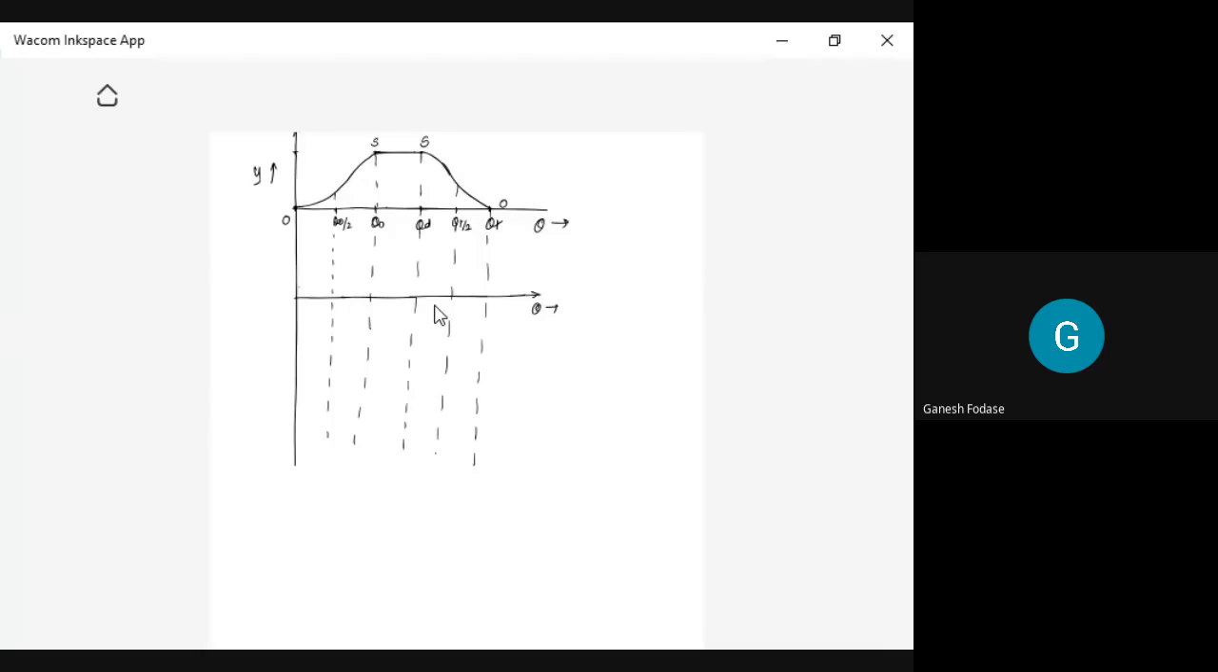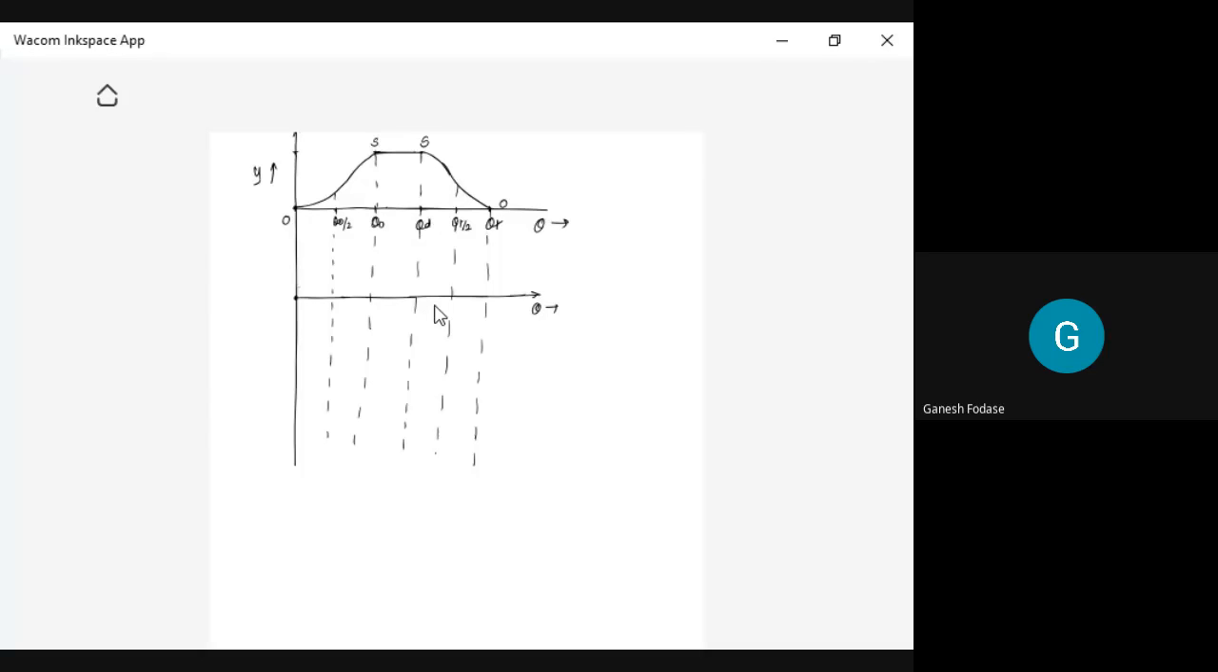Tell me now, what is your velocity at theta is equal to 0? You know the equations. Tell me from the equations. Check your equation. How much is the velocity? What is our equation for velocity? S by 2 sine of pi theta O upon theta O into that constant term. At theta is equal to 0, sine 0 is 0. So velocity is 0, so it is here.